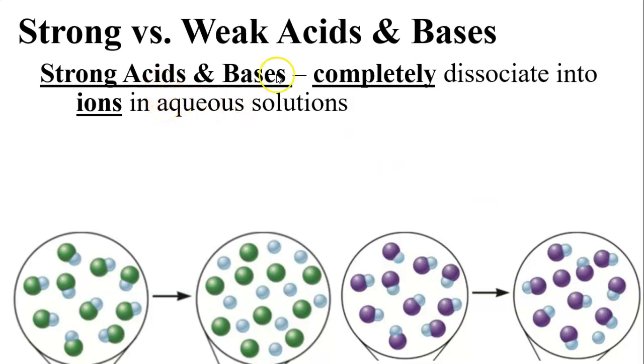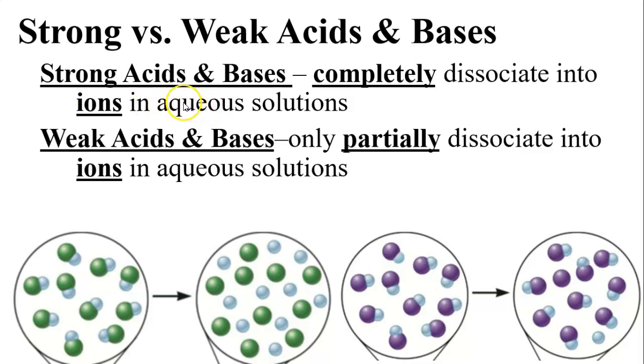Okay, so a strong acid and base will 100% break apart into its ions in an aqueous solution, a water solution. A weak acid and base only partially breaks apart into ions in a water solution. Okay, 98, 99% of acids and bases are weak acids and bases. Depending on acids or bases, there are only 6 to 12 each total strong acids and bases.